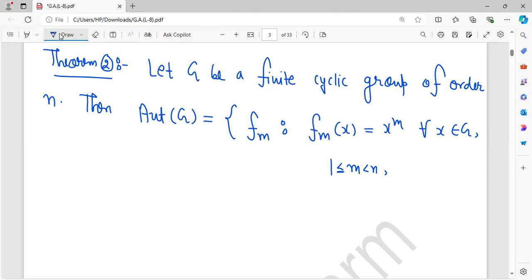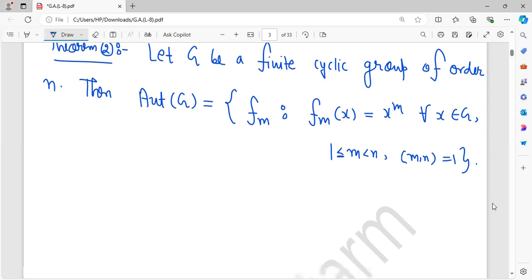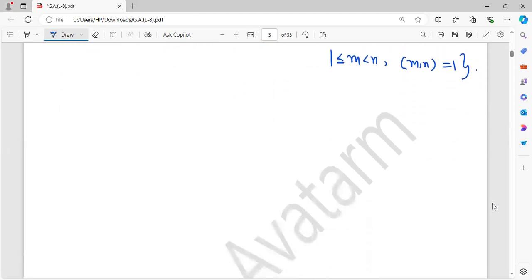m, n is 1. What is the meaning of this bracket m comma n? The meaning of this bracket is GCD. We are taking the greatest common divisor of m and n. So I am writing this in a comment in the proof.